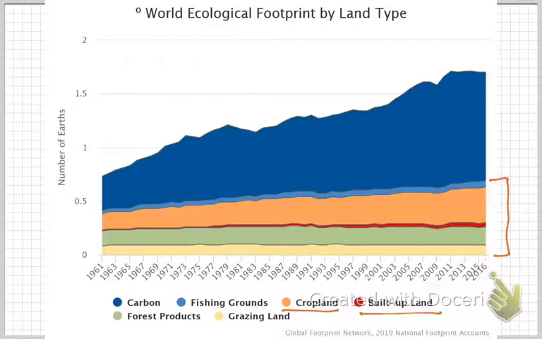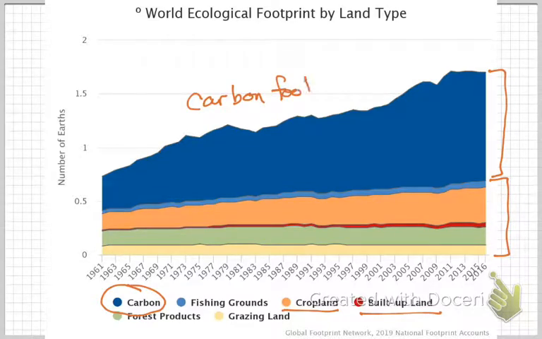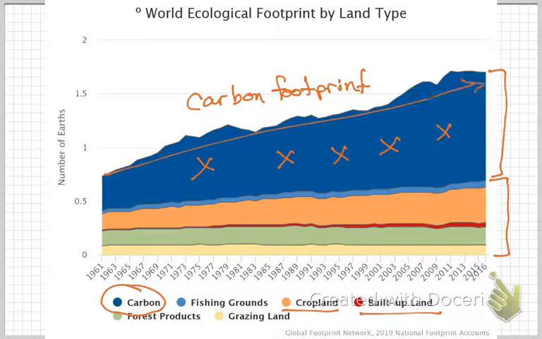But where you really see the big difference, of course, is in this component here, which is the carbon. And so you've probably heard of this aspect called the carbon footprint. Sometimes people will talk about that specifically, and that's what this is here. This big blue area here that's been going up, that's the carbon footprint. And you can see there is really one of the main drivers of this increase in our global ecological footprint that's driven us past what's sustainable.